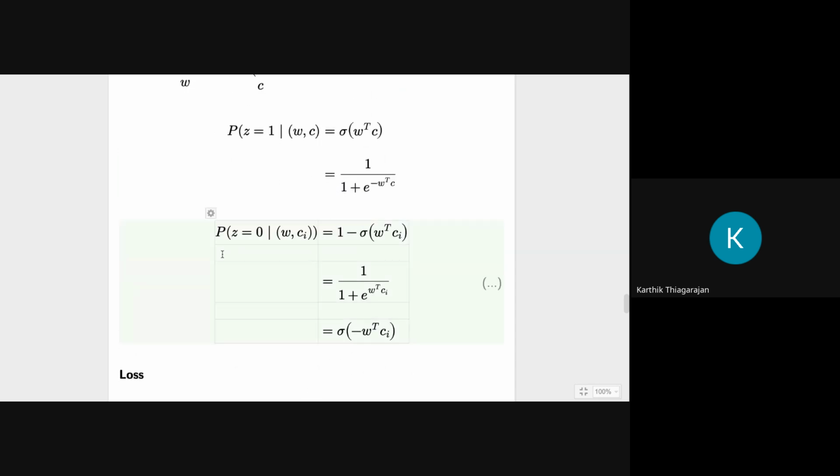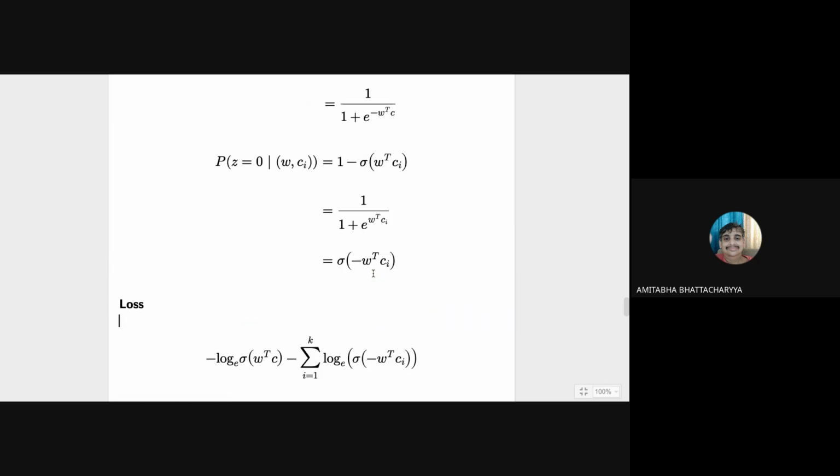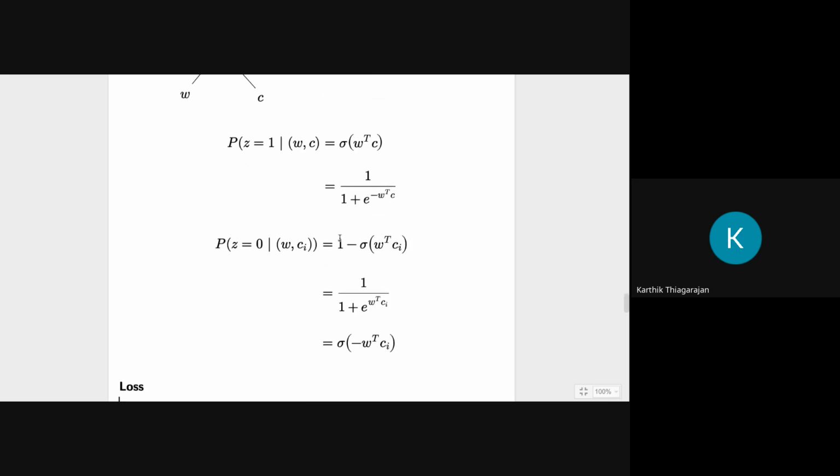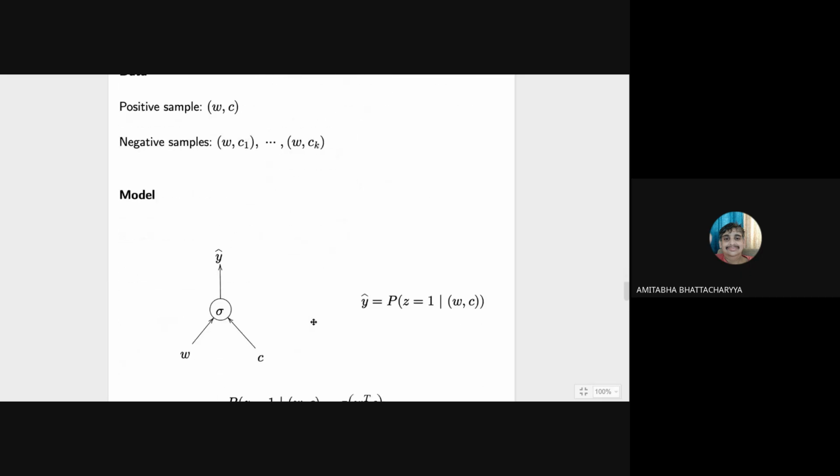Did you get this part, how we obtained this whole equation? Sir, if possible, can you make a small example of how to do this? Example. A small example, a small sentence, something.